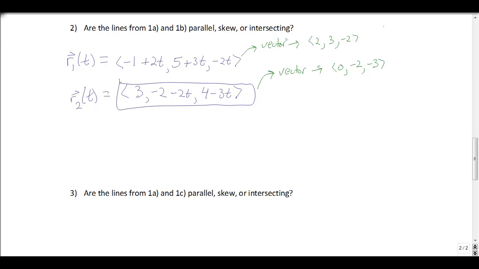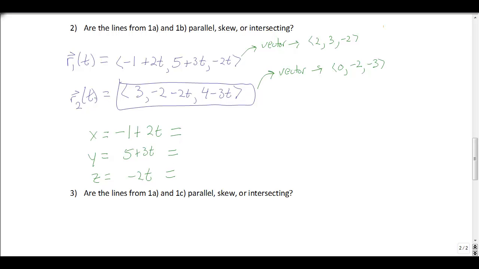So essentially what we need to do then is figure out, is there an intersection point between the lines that have these two parameterizations? Now what you would do is you would say, well, if there was an intersection point, the x's would have to be the same, the y's would have to be the same, the z's would have to be the same. So at R1, we're going to get negative 1 plus 2t. This is really the x. The y is 5 plus 3t. The z is negative 2t. And we want those to be the same as what we get in R2.